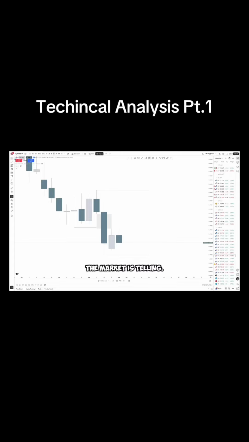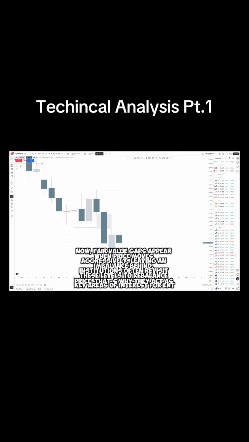In this quick breakdown, I'll show you how to combine market structure with fair value gaps to find precise and high probability trading setups. Now, fair value gaps appear when price moves aggressively, leaving an imbalance behind. Institutions often revisit these levels to rebalance price. That's why they act as key areas of interest for ENT.